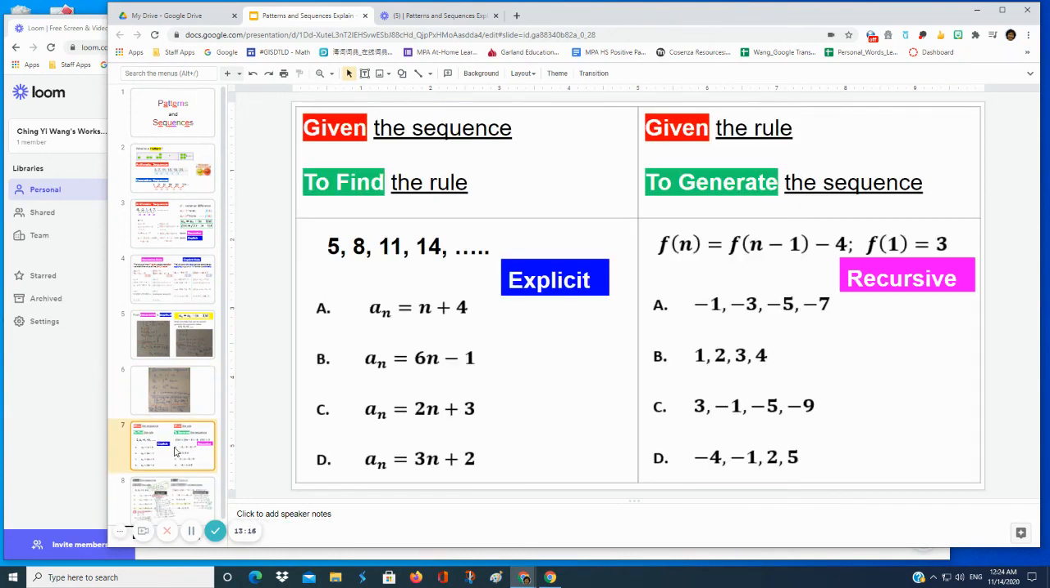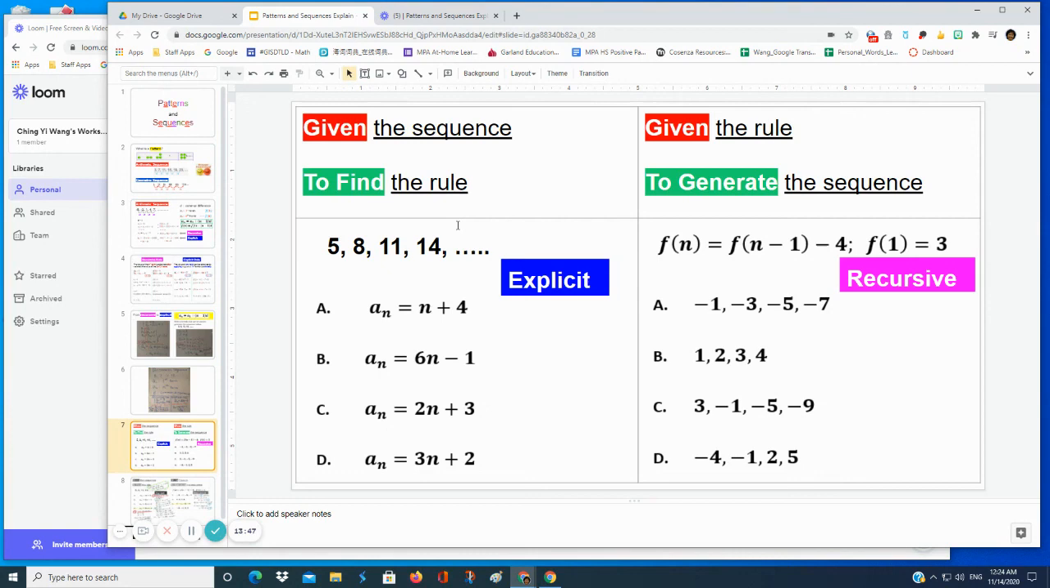Most tests we are given for sequence problems are of two different types. First type, you will be given the sequence and asked to find the rule, like this one. And the second type, you will be given the rule and asked to generate the sequence.